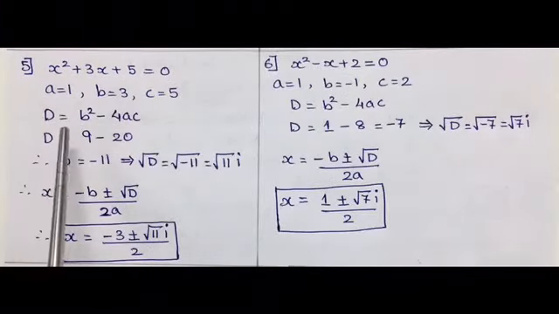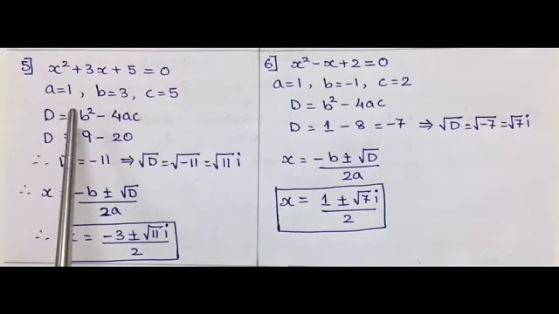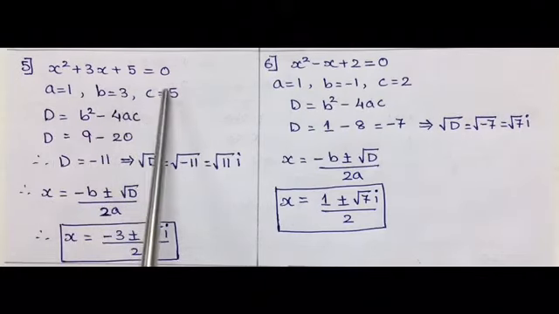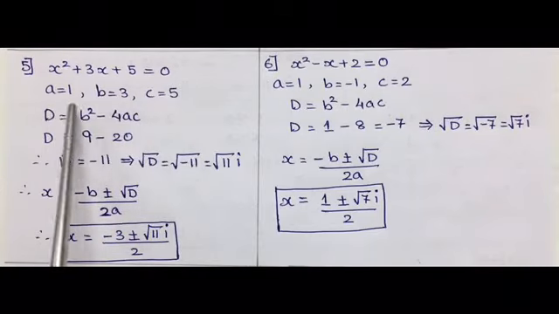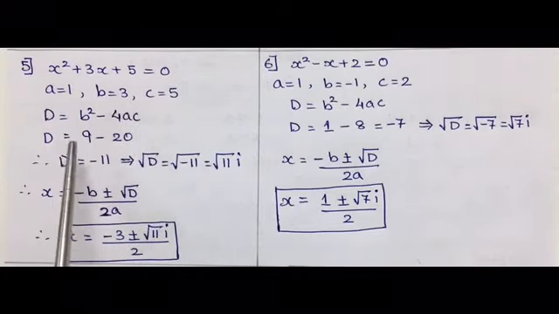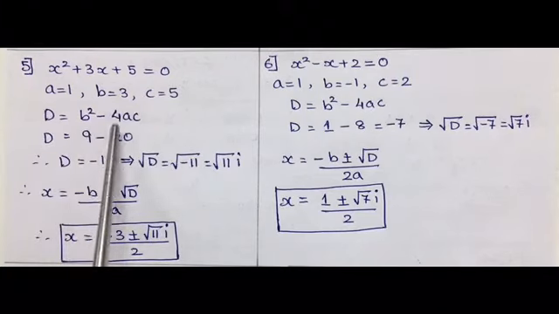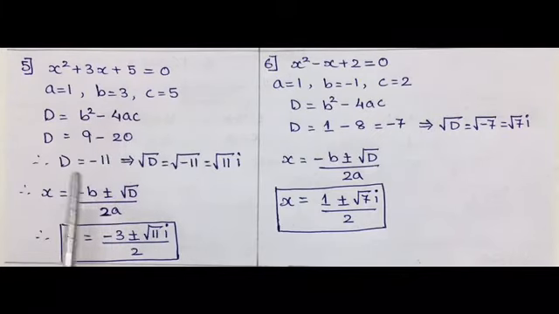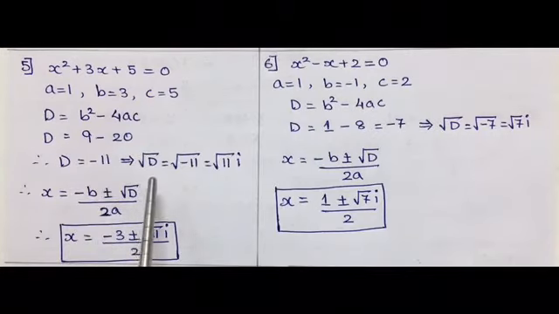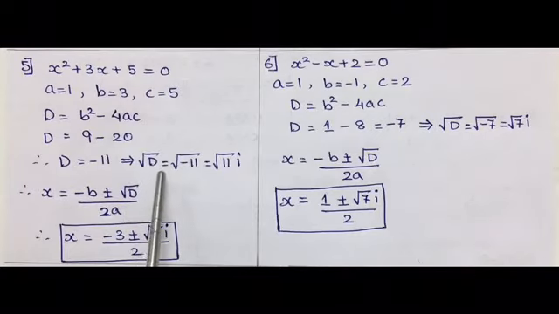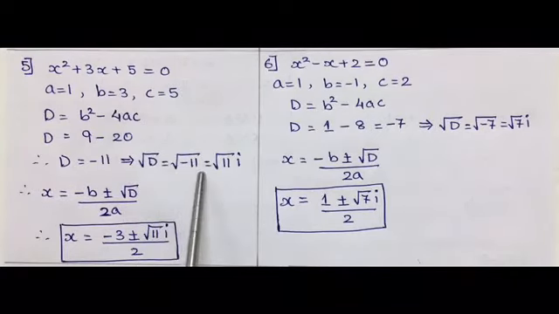Question number 5, it is given as x square plus 3x plus 5 equal to 0. Again collect the coefficients of a, b and c. Calculate d, that is b square minus 4ac. Substitute the value of a, b, c in their places. We get d equal to 9 minus 20. That makes d as equal to minus 11. Now if you want to calculate root d, it becomes root of minus 11. And to remove the negative, it becomes root of 11i.